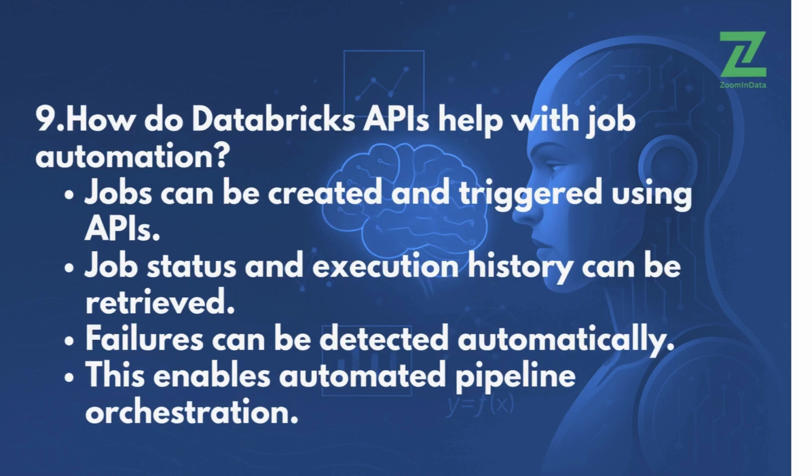How do Databricks APIs help with job automation? Jobs can be created and triggered using APIs. Job status and execution history can be retrieved. Failures can be detected automatically. This enables automated pipeline orchestration.